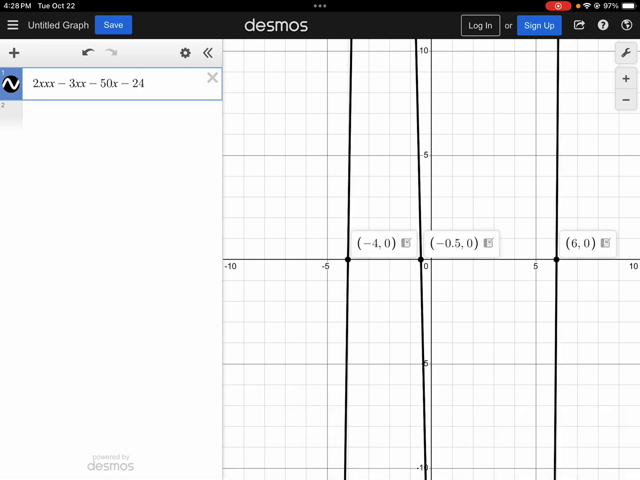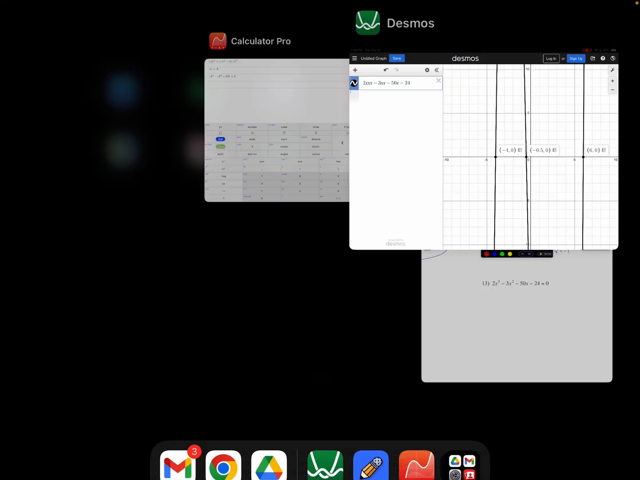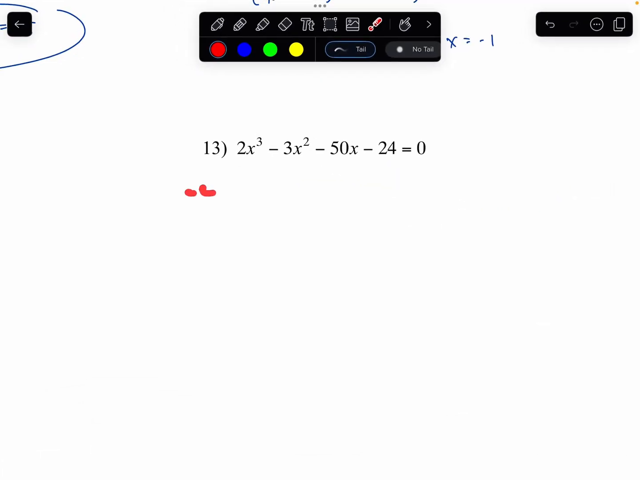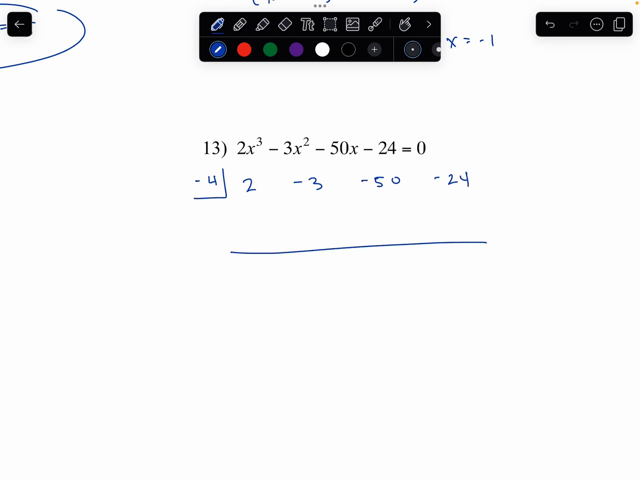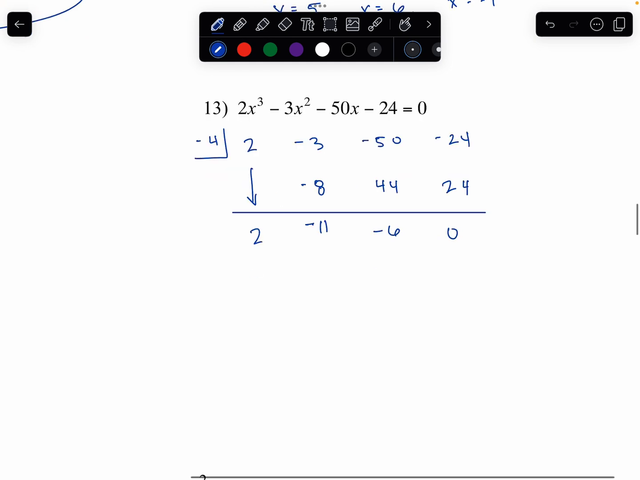Okay, so I see -4, -1/2, and 6. So let's just use -4. So -4, we have 2, -3, -50, and -24. So 2 times -4 is -8. That becomes -11. That becomes 44. That's -6. That's 24. That's 0. So I get 2x squared minus 11x minus 6 equal to 0.